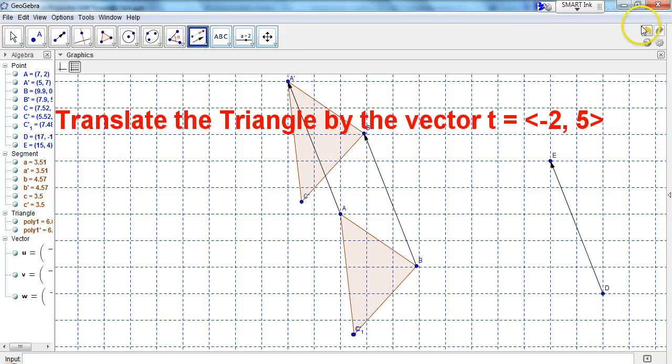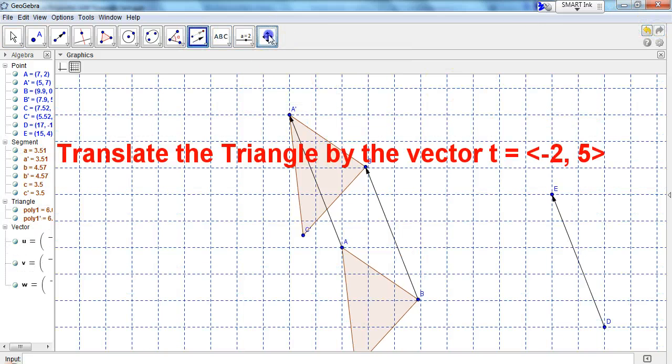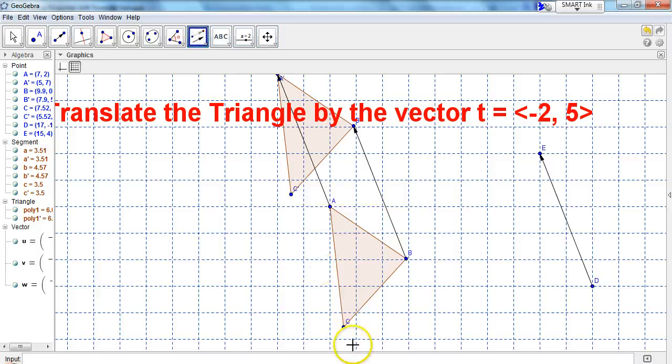2 units to the left and up 5. If I can get that to work. Weird. Why is that tool not working? It's not liking me clicking on C. But anyways, you can see, I hope, 2 units. This is backwards. Weird. So let me do that vector.